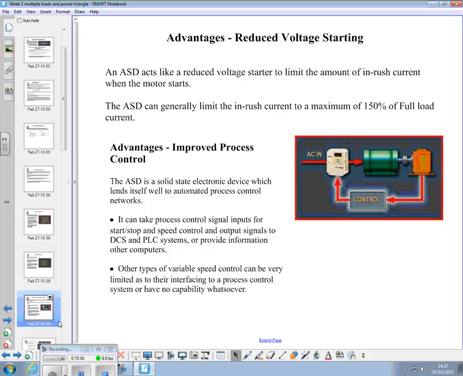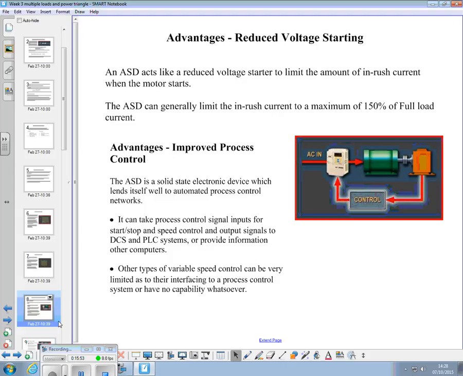So another advantage is you get improved process control. So it's like a solid state electronic device lends itself well to automated process control. Can take signals from start, stop and speed control to either hold a motor at a particular speed, or maybe you want to vary the speed of a pump so that you can keep a variable delivery flow rate the same. So where the demand changes, but you want the flow rate to be 10 litres per minute, you can have a sensor that will sense that and use the inverter to vary the speed of the motor and at least attempt to maintain that constant flow rate.